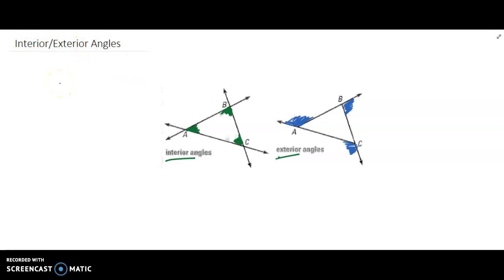So remember, when you're pasting these, you have classifying by sides, classifying by angles, and then this is going to go on the bottom. This would be where the interior and exterior angles theorem goes. And that's all that we're going to glue on that one page.